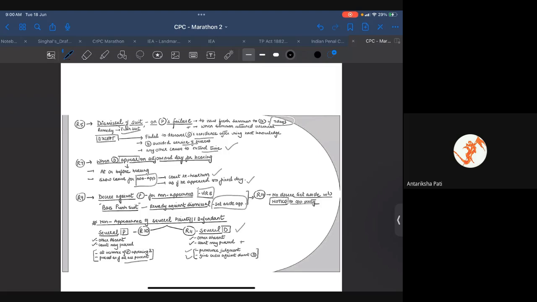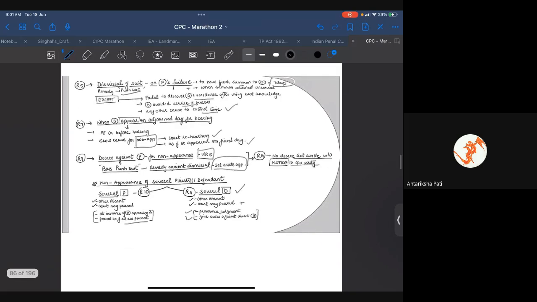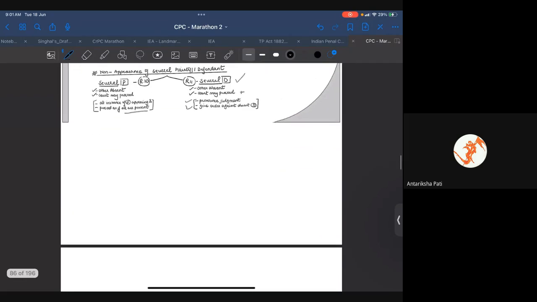Now when the defendant appears on the adjourned day for hearing, at or before hearing, and shows cause for non-appearance, the court may rehear him as if he had appeared on the fixed date. Now Rule 9 says a decree against the plaintiff for non-appearance under Rule 8 bars a fresh suit. The remedy against dismissal is only an application to set aside. Rule 14 is that no decree is set aside without notice to the opposite party. Now non-appearance of several plaintiffs or defendants: if several plaintiffs are not appearing, then the court may proceed. If several defendants are not appearing, then also the court may proceed and pronounce judgment later against the defendant who is absent.